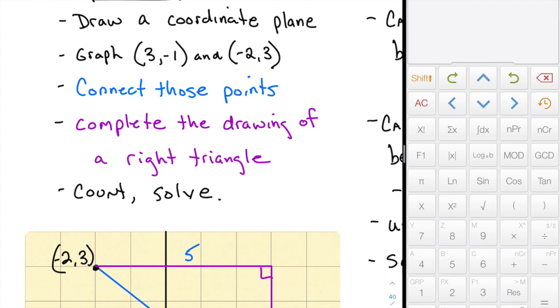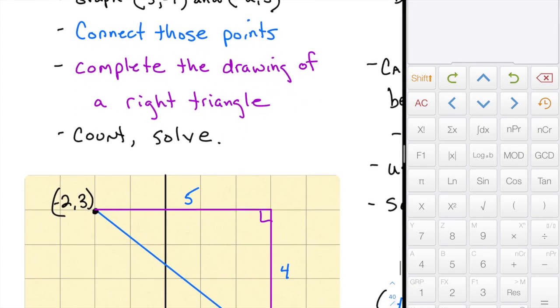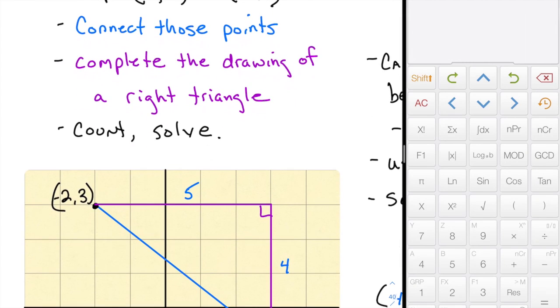You create or you draw, or if you're on an iPad, you insert a sticky, and you create a coordinate plane. You graph 3, -1. 3, -1's down here. You graph -2, 3. That's up here. You connect the points in blue. That's what that blue line is. And then I used purple to complete the drawing of a right triangle. So the purple lines have to be on the grid. They could be here and here, or they could also be here and here. It wouldn't really make any difference.